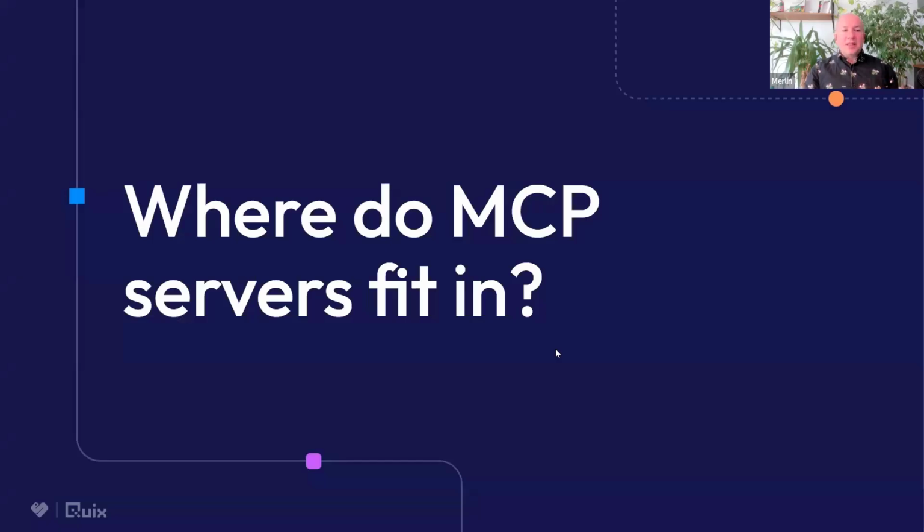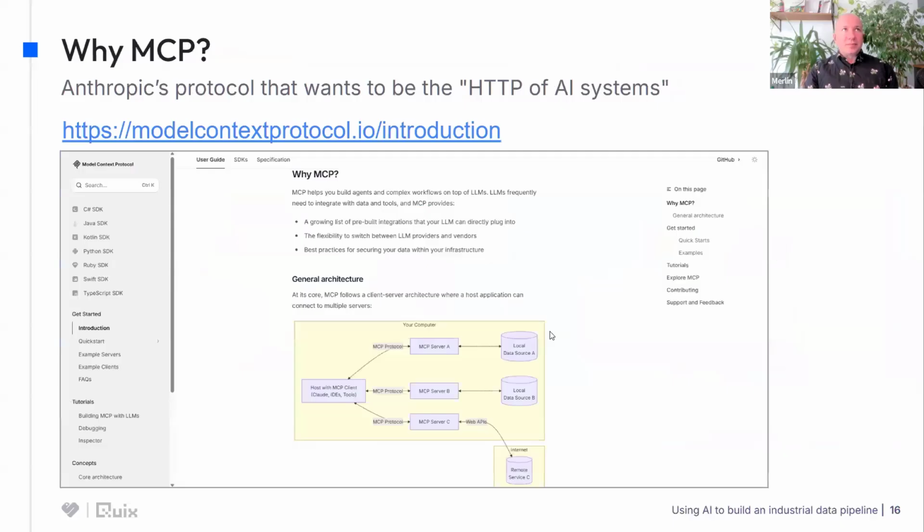So with that in mind, now that we understand industrial data pipelines, where do MCP servers fit in? Where does AI fit in? So just a brief intro to MCP servers.